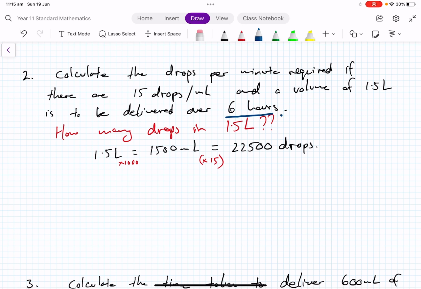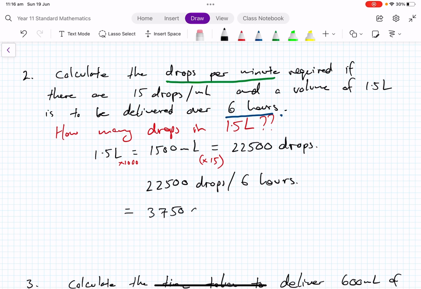All right, so now I don't have to worry about liters anymore, or milliliters. I just worry about drops, because finally I want to get my drops per minute requirement. So we need 22,500 drops in 6 hours. Let's divide that by 6, and that's 3,750 drops per hour.